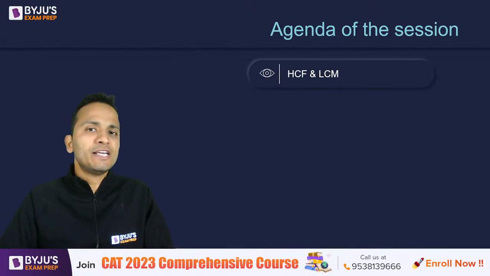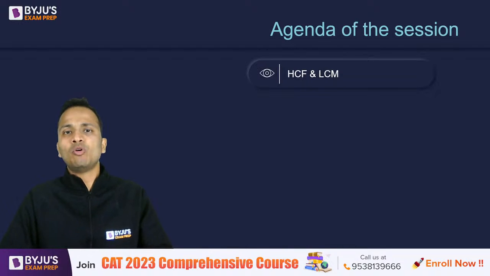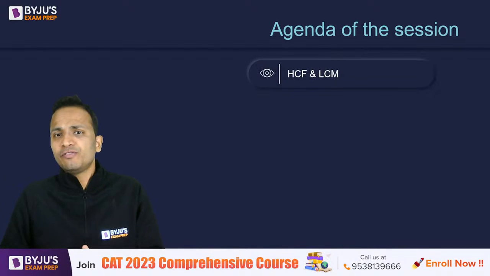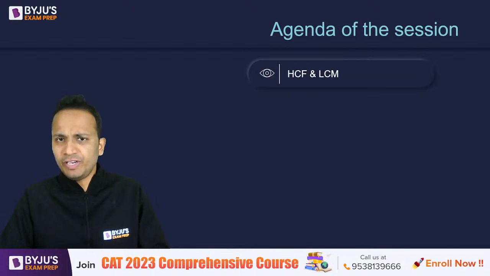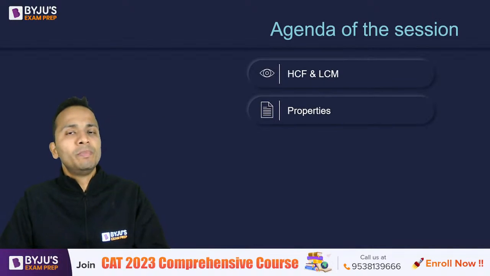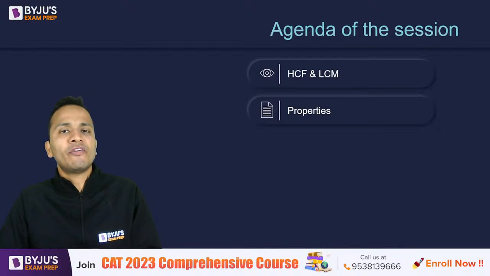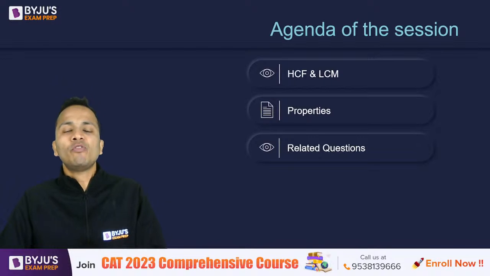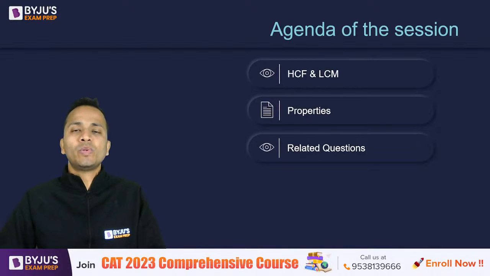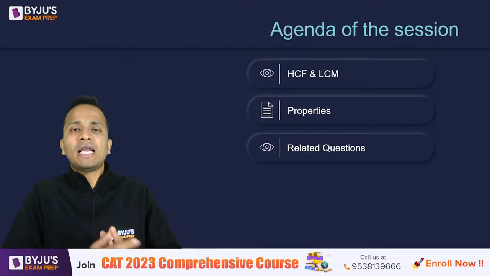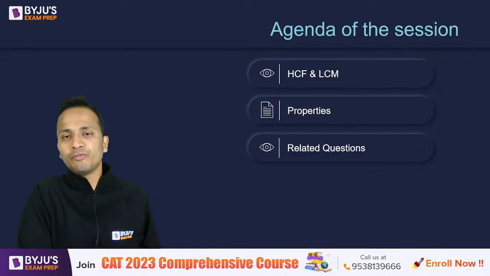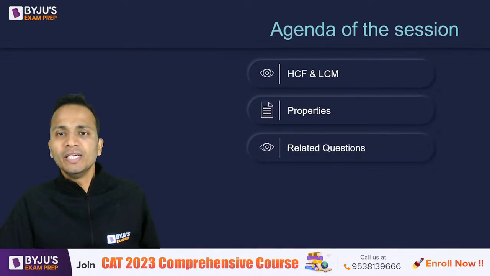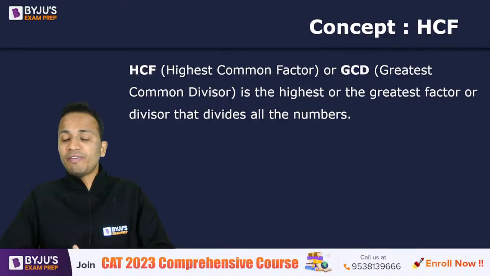First of all, let me clarify about the agenda of this session. So we'll be starting with HCF and LCM. We'll be talking about what actually is HCF and LCM with their definitions a little bit. Then we'll be talking about all the properties which are related to these two things. And after that, we'll be solving some of the related questions which will clarify the concept that I would have taught you in a few minutes. All right. Now, starting with highest common factor, HCF.